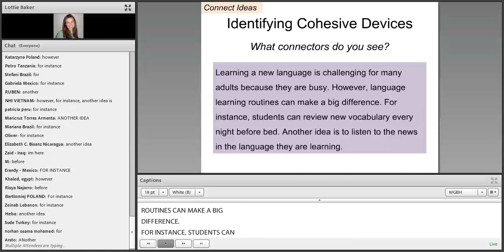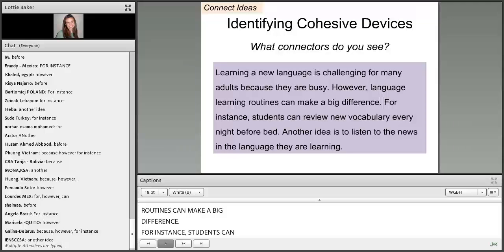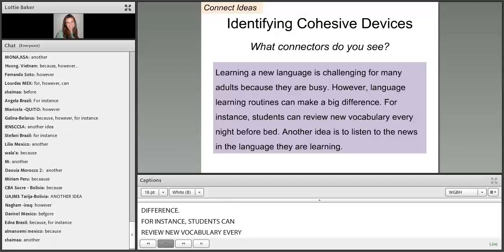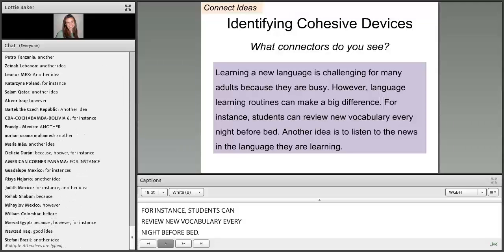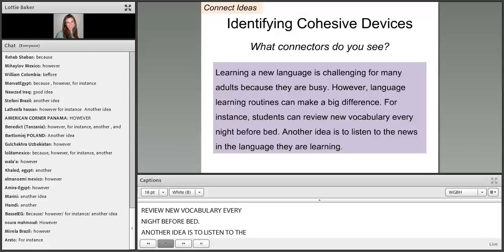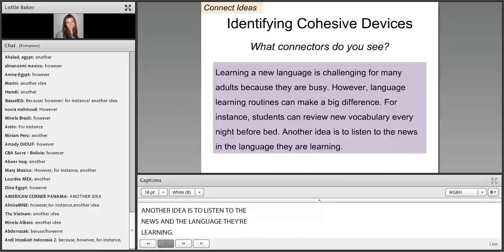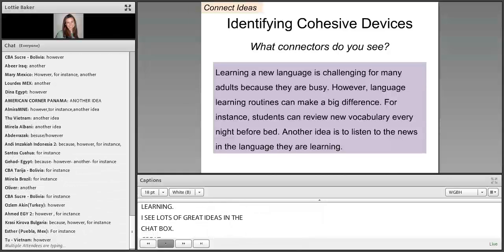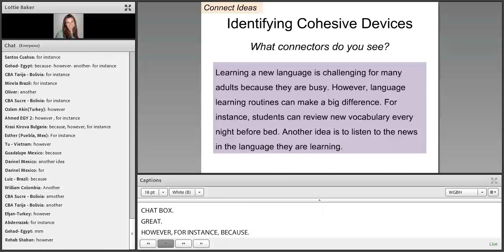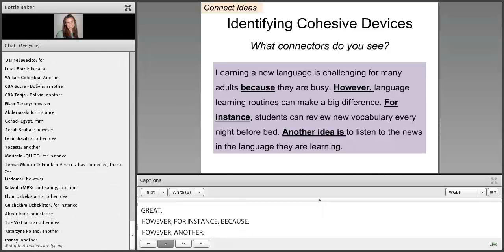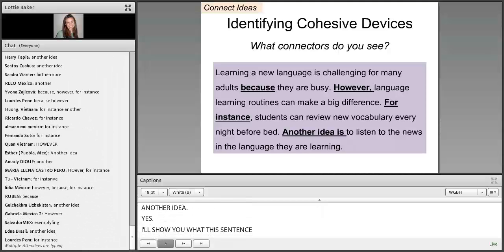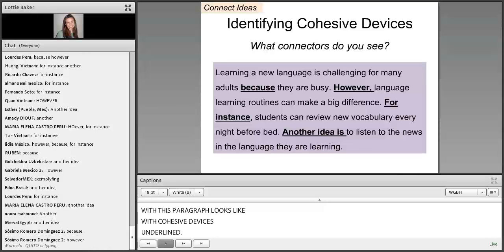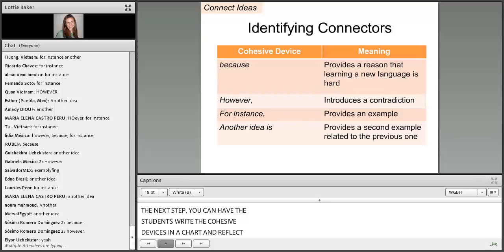Oh, I see lots of great ideas in the chat box. Great. However, for instance, because, however, another, excellent. Another idea, yes. I'll show you what this paragraph looks like with the cohesive devices underlined. And then the next step is you could have students write these cohesive devices in a chart and reflect on what they mean. Think about what each cohesive device means.